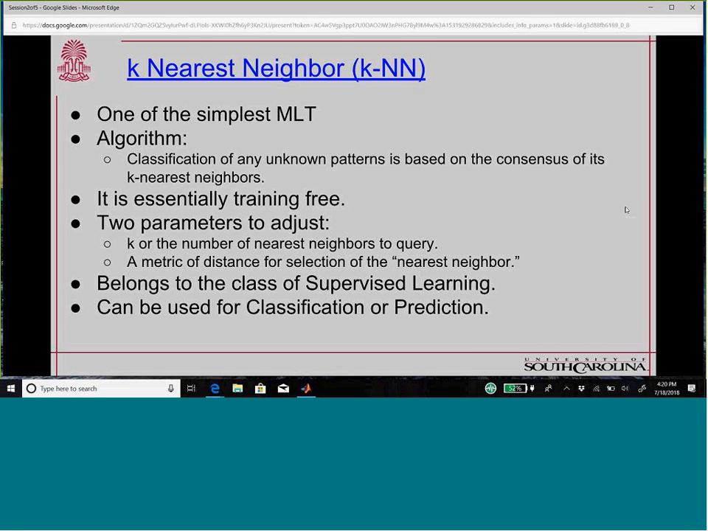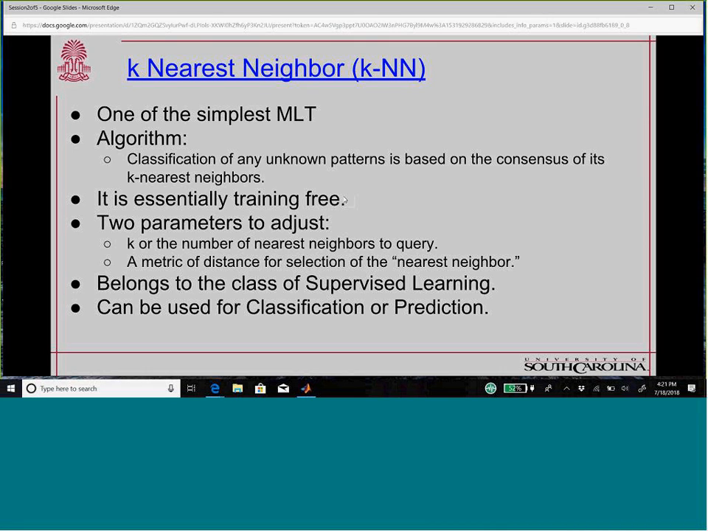A very simple example, and I'm going to switch into the data and show how it works. Again, there is literally no training. The supervisor, the person in charge of training the system, really needs to worry about two parameters. One is K, the number of nearest neighbors that you want to query, whether you should ask 10 neighbors or 100 nearest neighbors. That's one parameter you want to worry about.